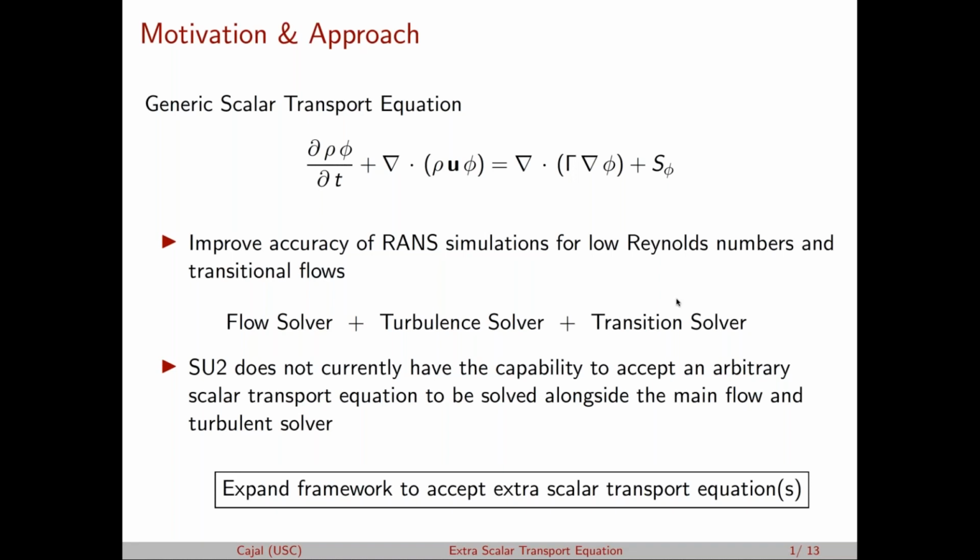So one approach for further improving the accuracy of these kinds of simulations, particularly for low Reynolds number and transitional flows, is to include additional scalar transport equations to model the transitional behavior. SU2 does not currently have this capability, so my goal is to implement a transitional model to be solved alongside the main flow and the turbulence solver, and thus expand the framework to accept an extra scalar transport equation or equations depending on the model.